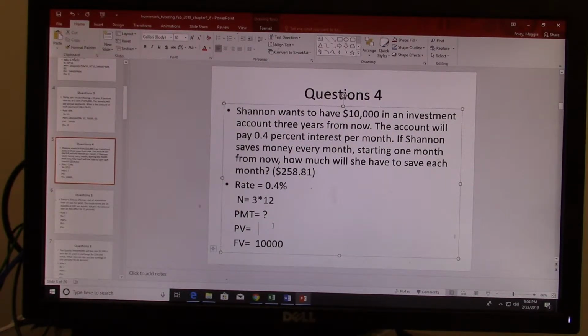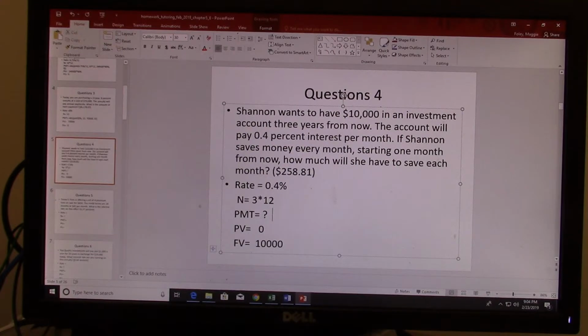From the question, it didn't mention how much Shannon deposited today to open this account. It just said Shannon will start saving 1 month from now, and Shannon will make payment for the same amount every month for 3 years. So that's PMT. The question is asking for the monthly saving, which is asking for PMT here. The PV should be the beginning deposit, or when Shannon opens this account, how much she put down into this account, which is nothing, 0 here. So these are the inputs.